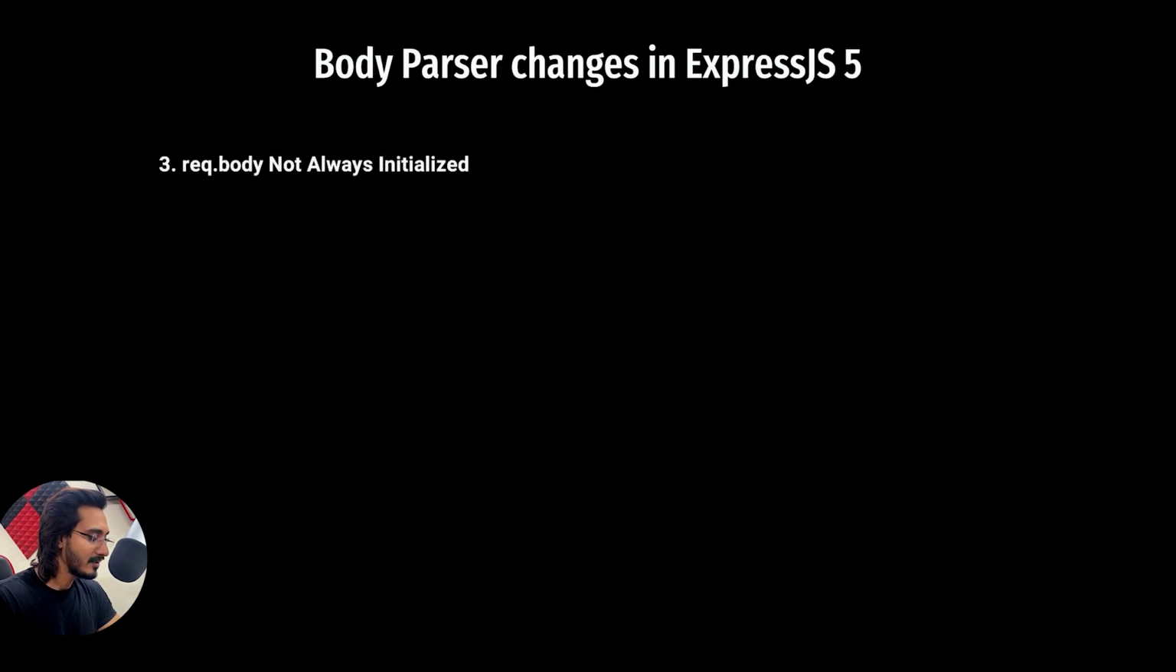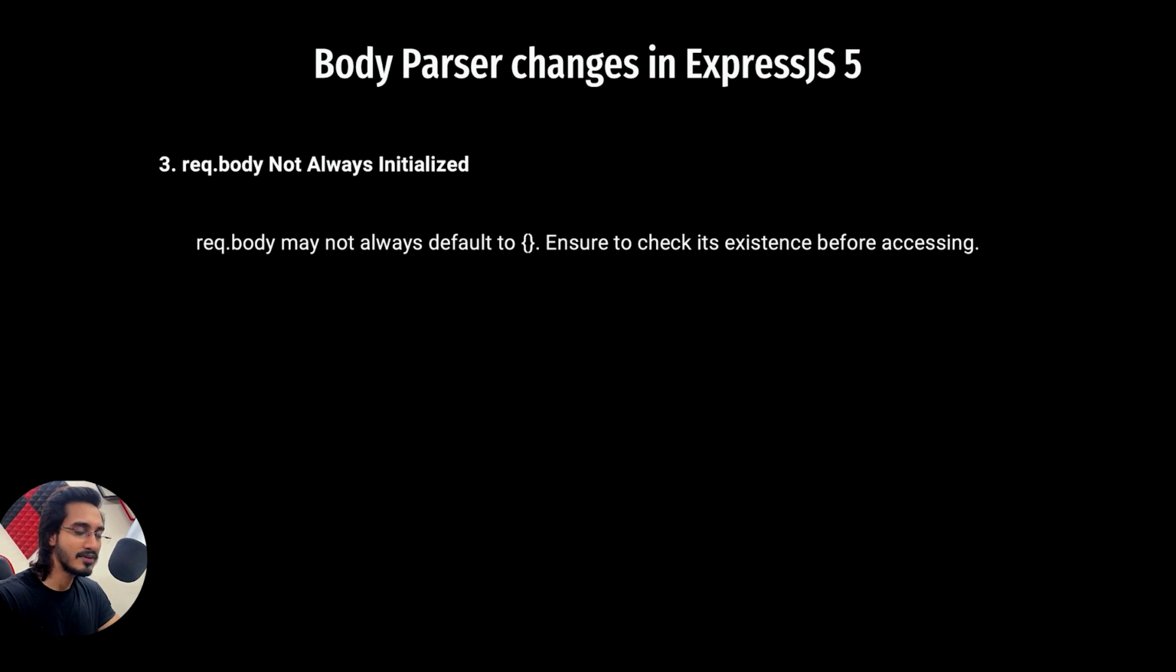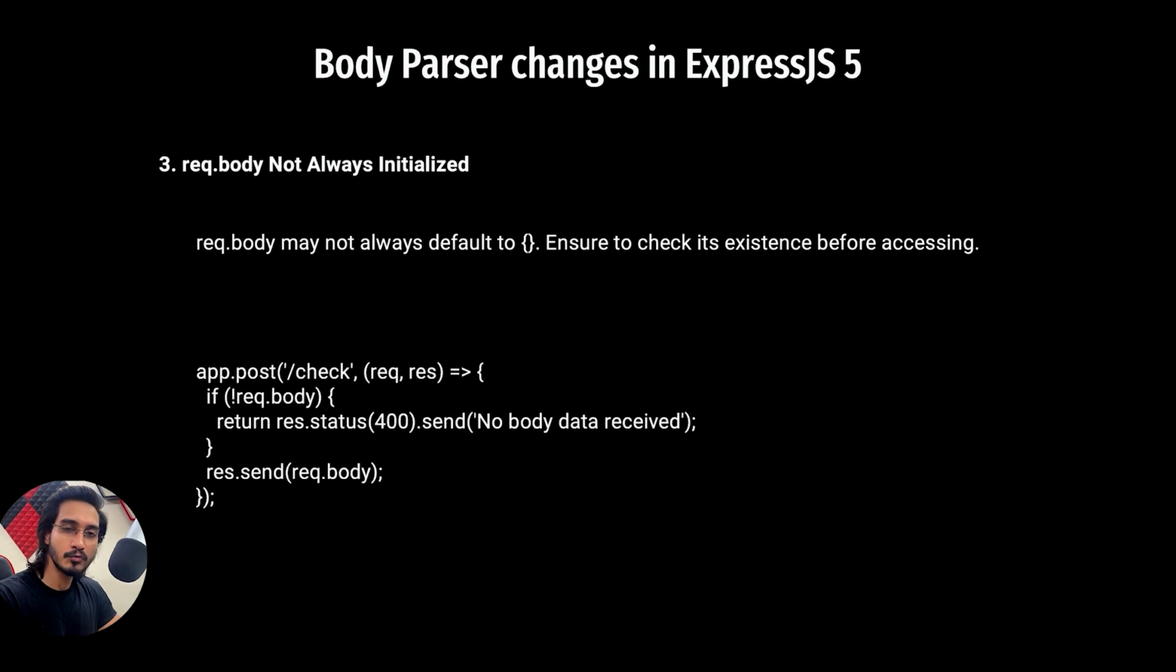Then what is next? Next is request.body not always initialized. So what does that mean? Basically, it's going to have an empty object as its value, just the way it is shown here. So if you are working with it, definitely you need to put a check here on whether there is something within the body or not. If there is nothing, then you can go ahead and work with that. Or if you want to check whether the body has anything or not.